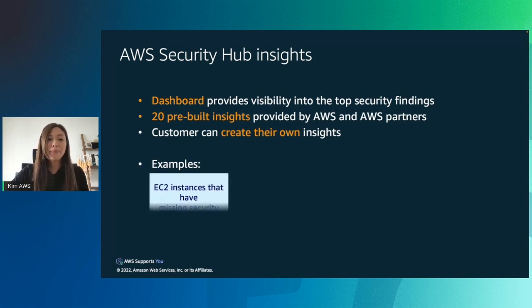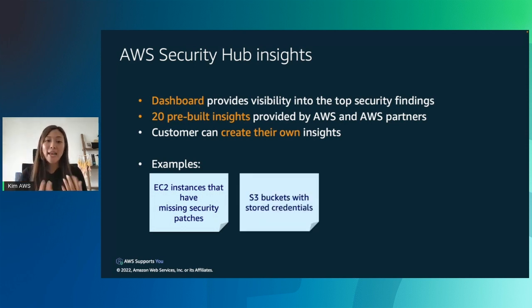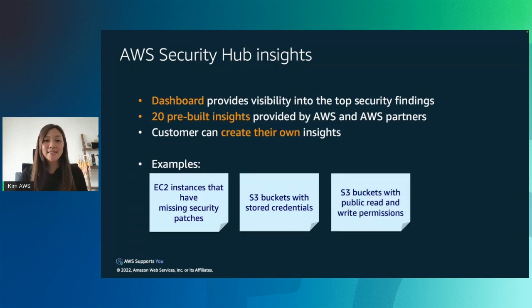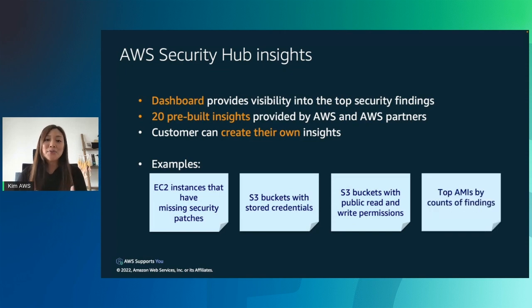So for example, I might want to create insights that include EC2 instances that might have missing security patches. I might want to create insights around S3 buckets with stored credentials. I can also create insights around S3 buckets with public read and write permissions. And I can also create insights, like I showed you earlier, of top AMIs by counts or findings.